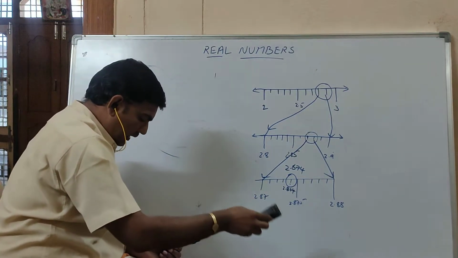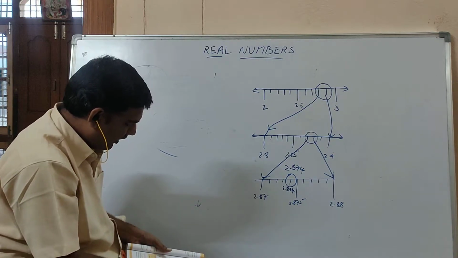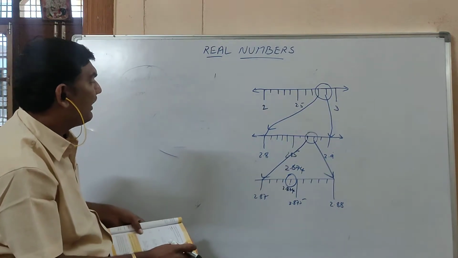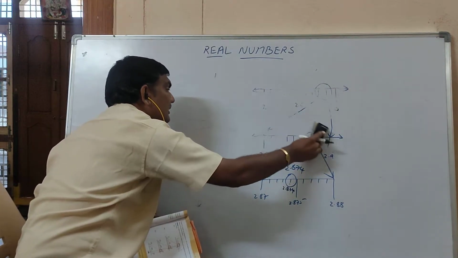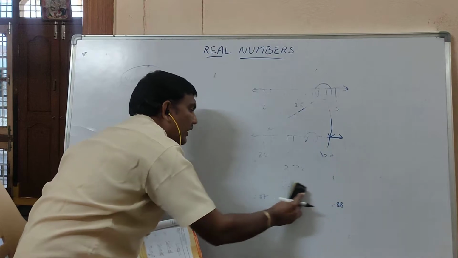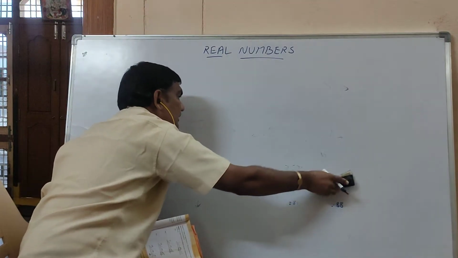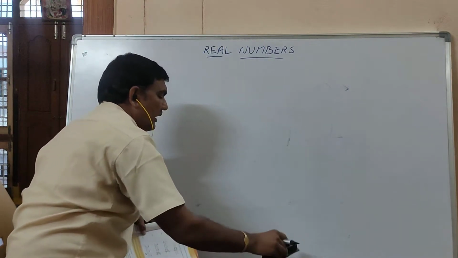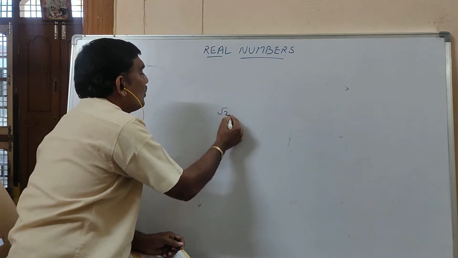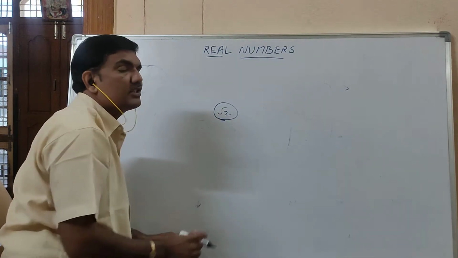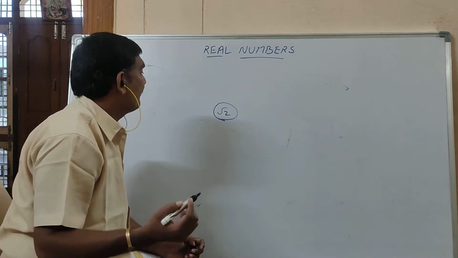Now we'll go to the next topic, that is rationalization or rationalizing factor. What is meant by rationalization and rationalizing factors? It is very important for your higher classes. Here, you already know about rational numbers and irrational numbers. Root 2, what number is this? It is an irrational number, because it can't be expressed in the form of p by q.